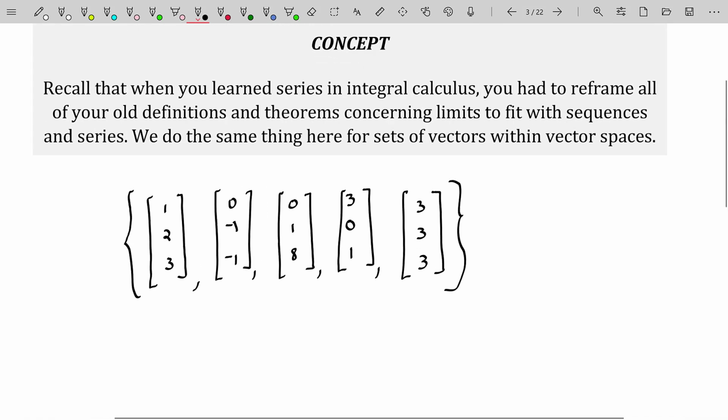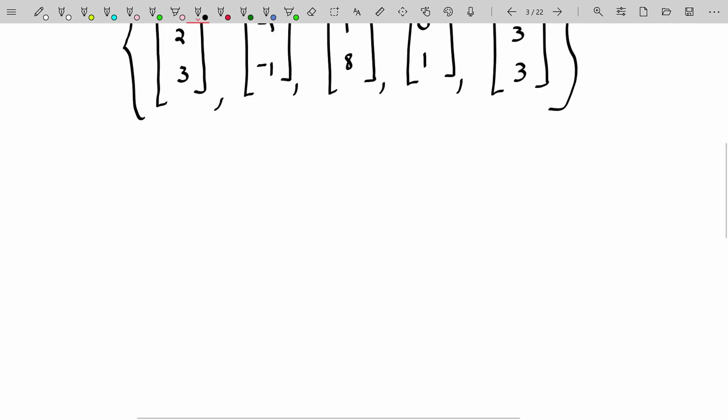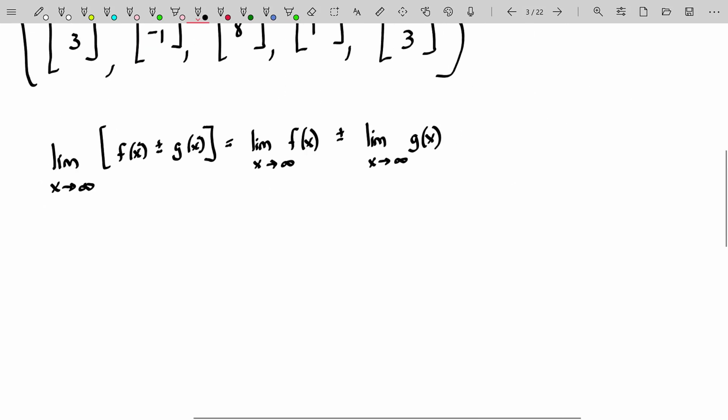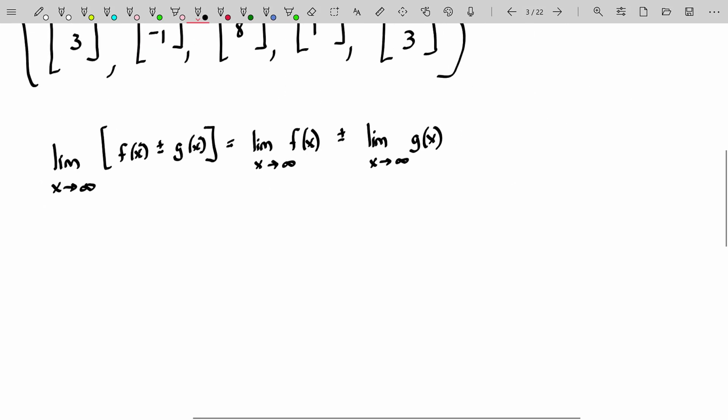The second concept is more about where this video is going to go and how it's going to feel for you. Recall that when you learned series in integral calculus, you had to reframe all of your old definitions and theorems concerning limits to fit with sequences and series. So for example, you had learned back in Calc 1 that the limit as x goes to infinity of the sum of two functions, and maybe I should write this down. So you've learned back in Calc 1 that this is true as long as these limits exist and are finite.